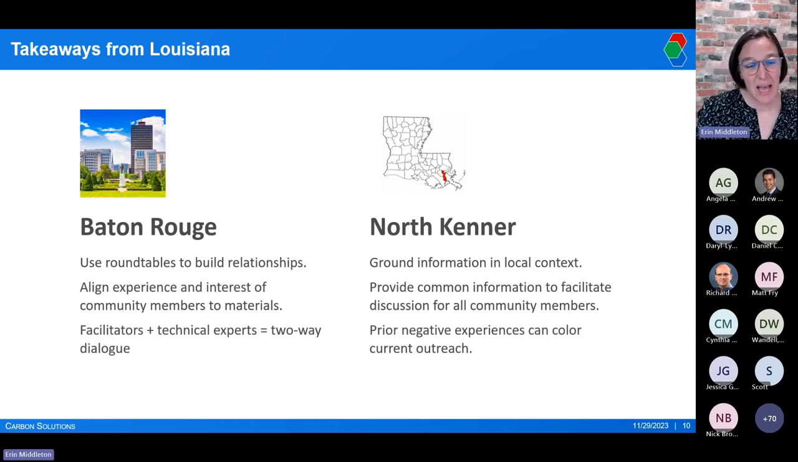The other thing that will happen, and this has happened in a couple of different communities, is that prior negative experiences can really color current outreach. When you go into a community, whether it is a carbon management experience or another siting experience, some of the issues that have happened, broken promises, bad experiences, environmental difficulties, are things that you inherit. In North Kenner, some of the facilitated conversations that had happened earlier did not leave a good impression. In fact, there were some about carbon management, not related to this project at all, that were poorly timed and didn't go well.